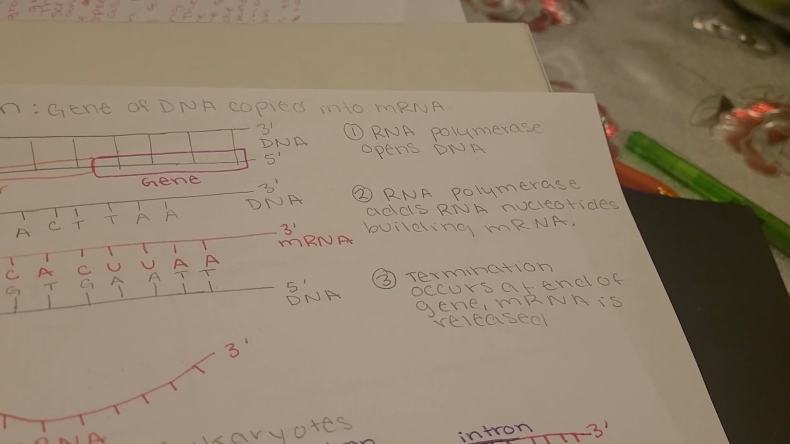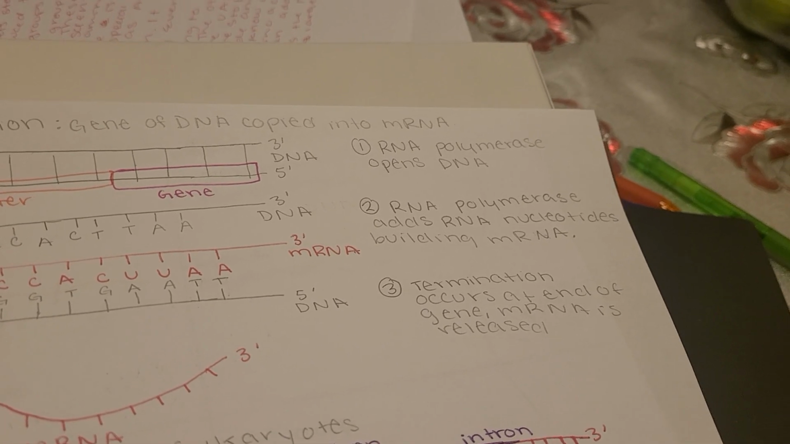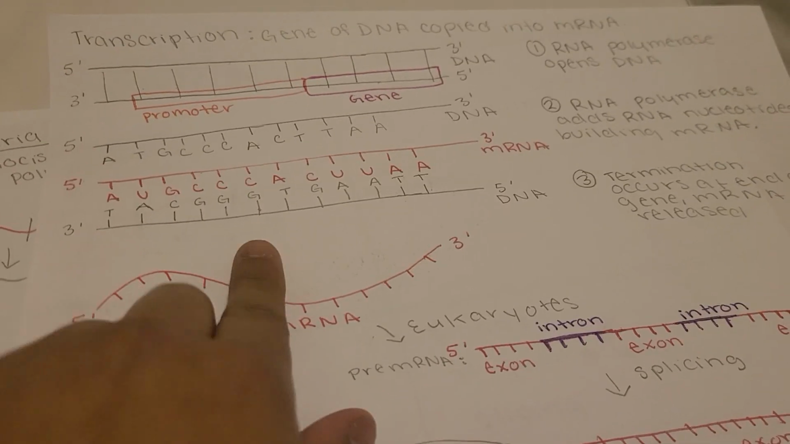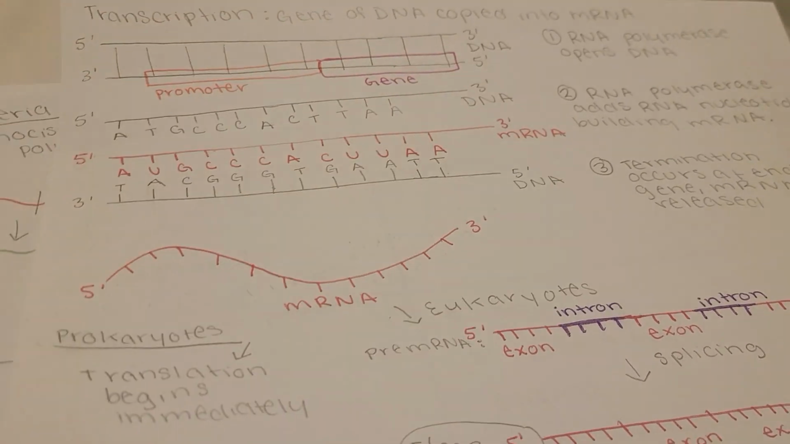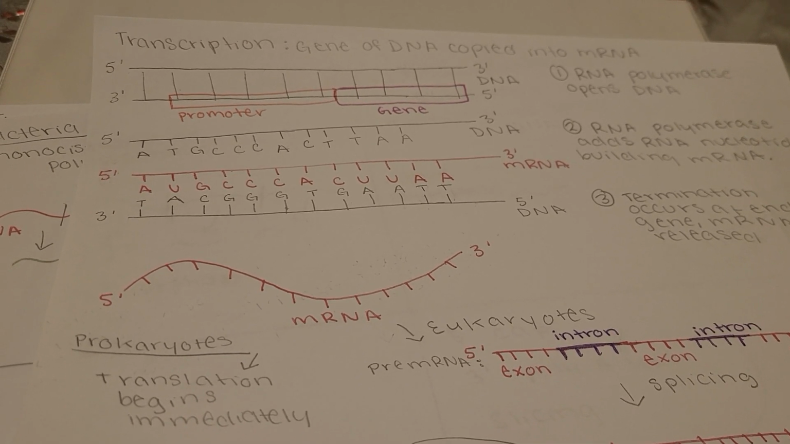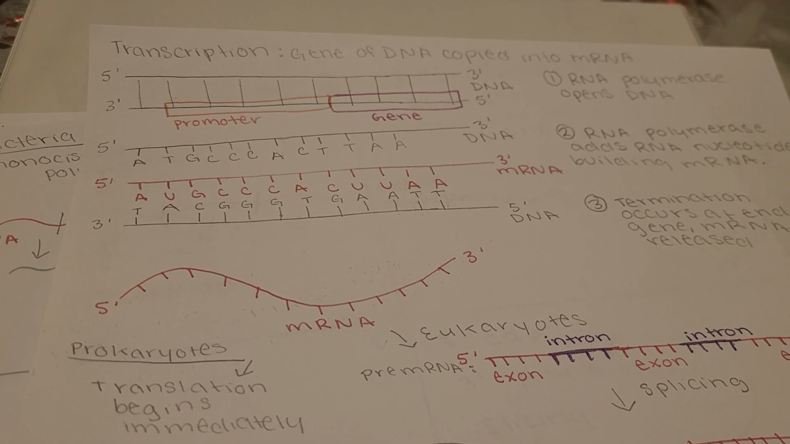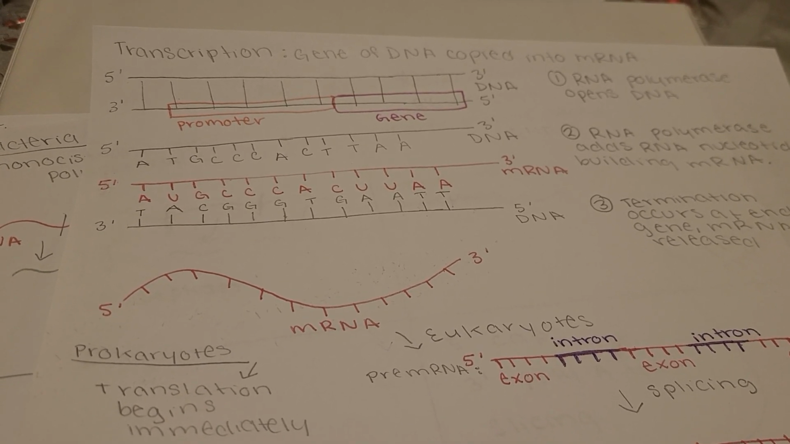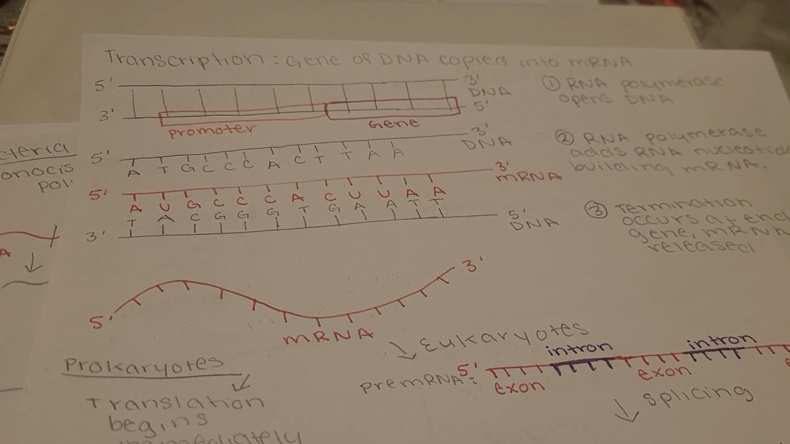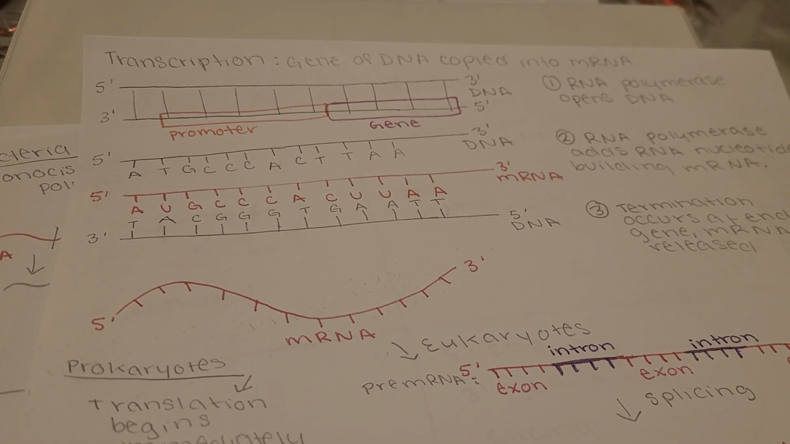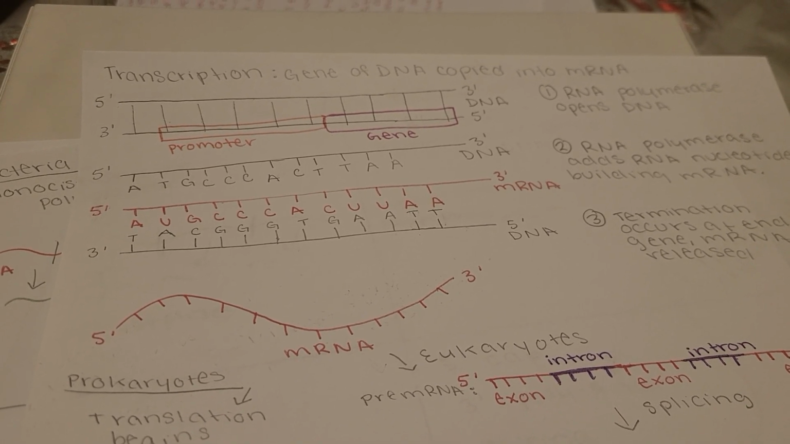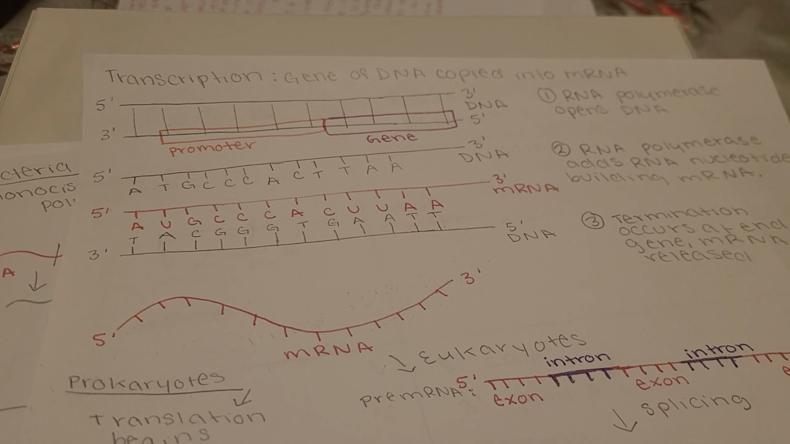which is step 2 right here, where RNA polymerase adds RNA nucleotides, building mRNA. So mRNA is right here in red. So RNA polymerase has built this new messenger RNA, and you start at the 5' end and add on to the 3' end, just like in DNA polymerase. However, RNA polymerase doesn't require a primer, so we can just start and extend.